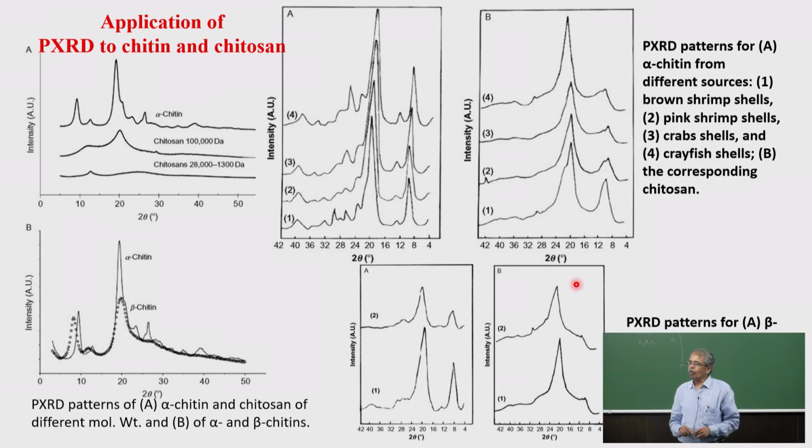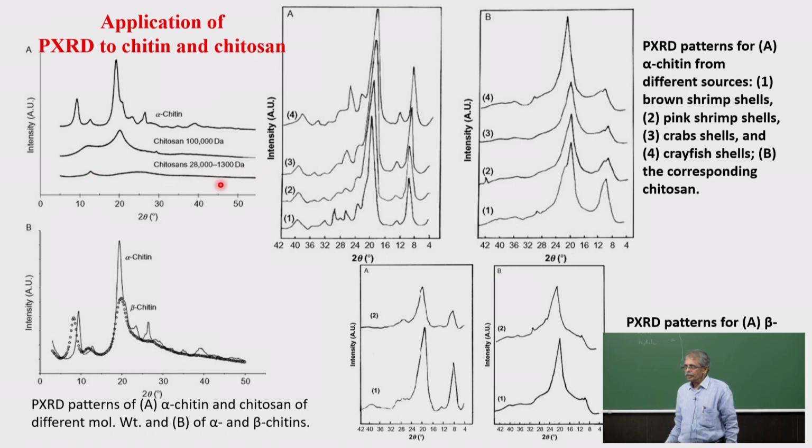Let us look at one example of application of powder XRD. Two materials: one is chitin, one is chitosan. Chitin is present in both alpha and beta forms; we will come to that in a while. First, let us see the chitin powder XRD, quite nicely. And this is the chitosan, but this is chitosan of 100,000 Dalton. And this is the chitosan in the 1,000 to 30,000 range.